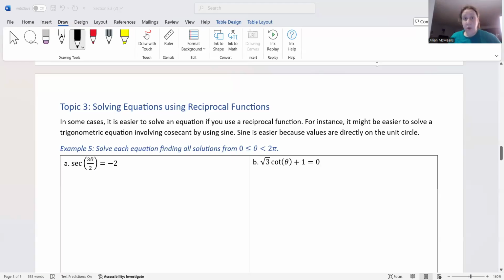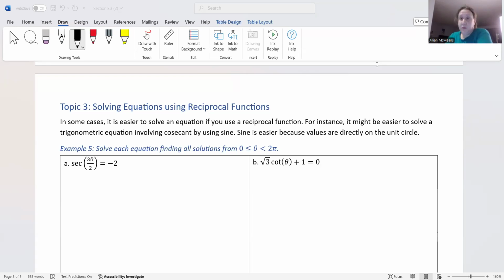For topic 3, we're going to look at solving trigonometric equations where we can use reciprocal functions. So we're still going to have the same issues that we had in topic 2, where maybe our argument is or is not alone. So there's going to be actually one of each here. But we can use a reciprocal function to make life a little bit easier. Okay. So remember your reciprocal functions.